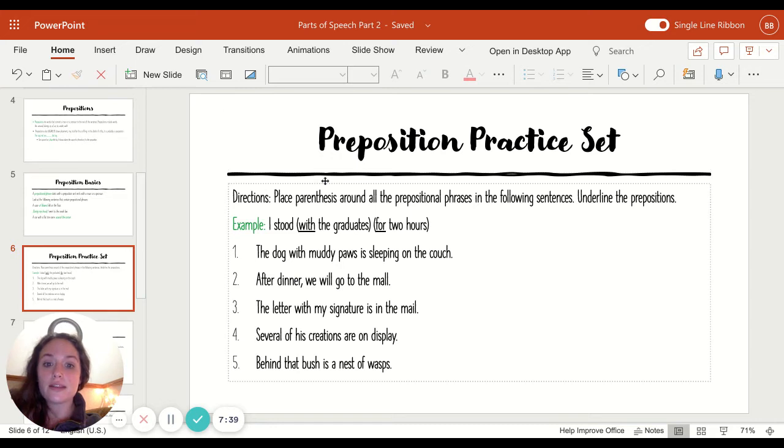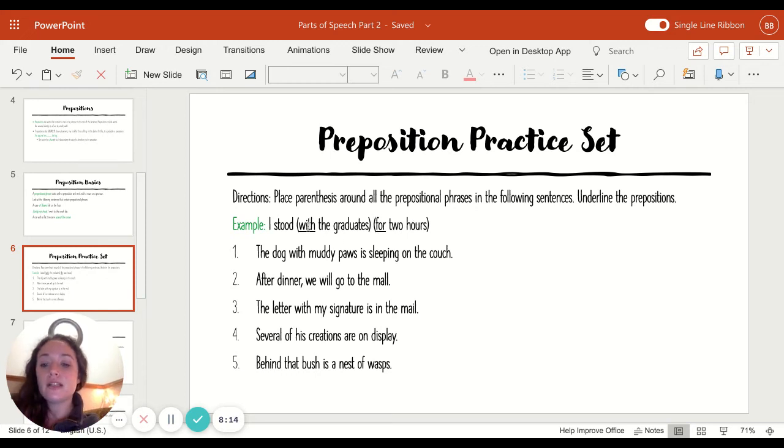You're going to place the parentheses around the prepositional phrases in the following sentences, and then underline the prepositions. So here's my example. I stood with the graduates for 2 hours. So I is our subject of the sentence. I did what? I stood. So stood is the verb. Then here's our extra information about that. So with the graduates, with is our preposition, and then graduates is our noun, okay? And then for 2 hours, for is another preposition and our noun.